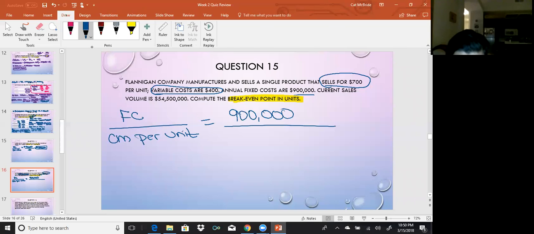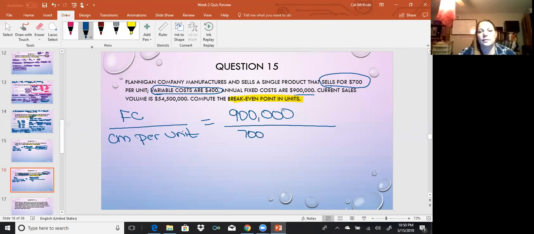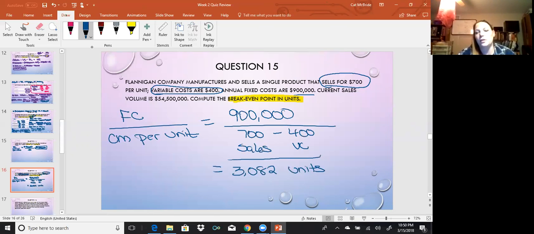Mm-hmm. So my sales minus my variable cost gives me my contribution margin per unit, right? Yes? I know you're getting tired. 3,082 units. So I have to sell 3,082 units to break even.